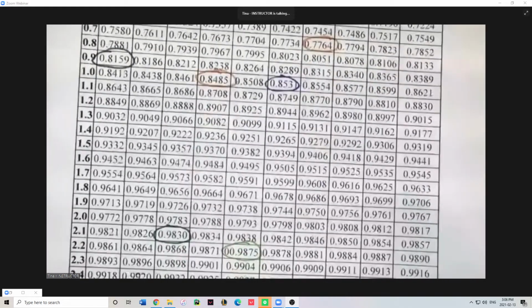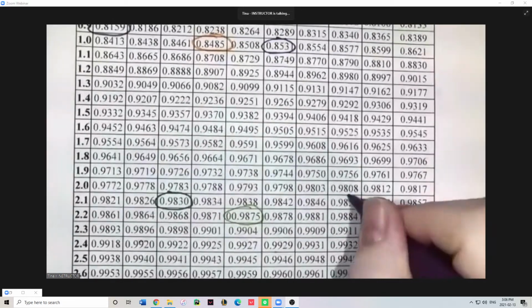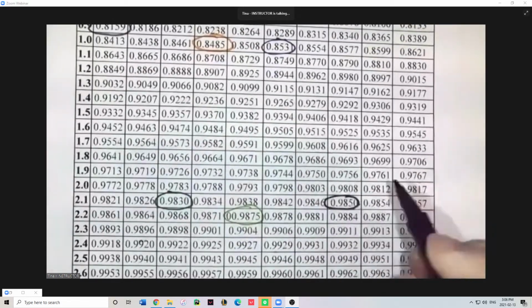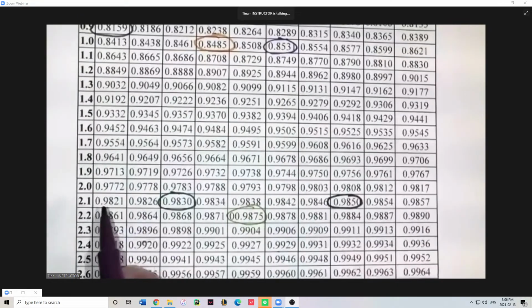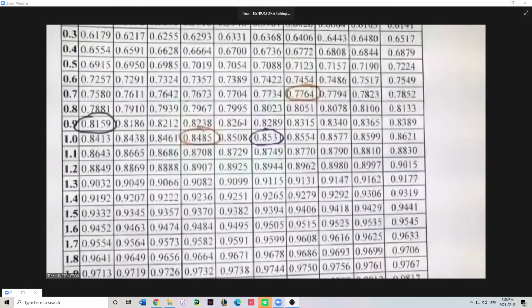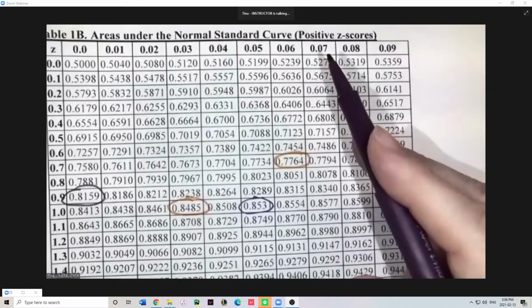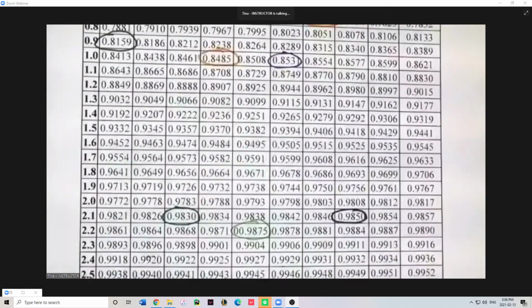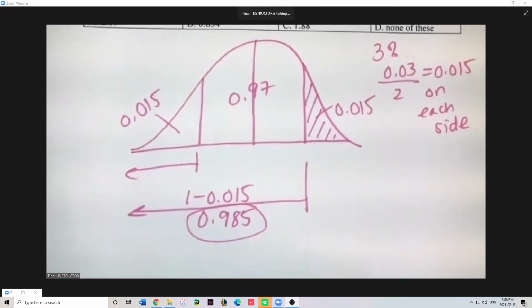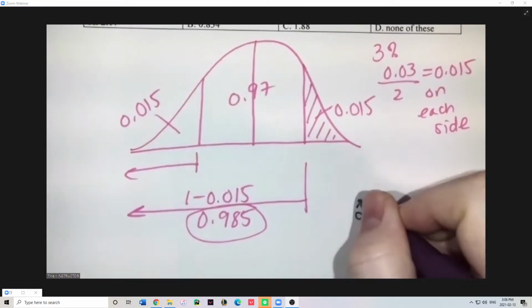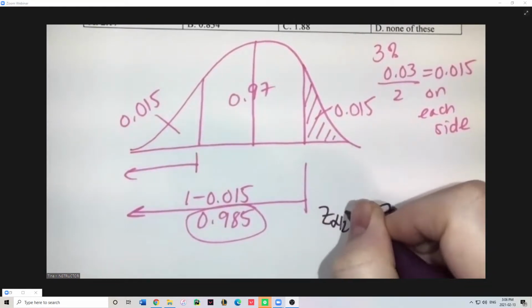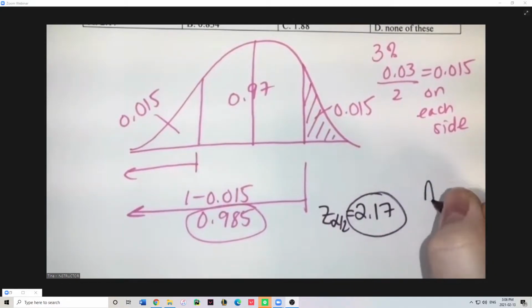Okay, so 0.985. So that's right there. So it corresponds to 2.1 and 7 there. So 2.17. 2.17. So A.